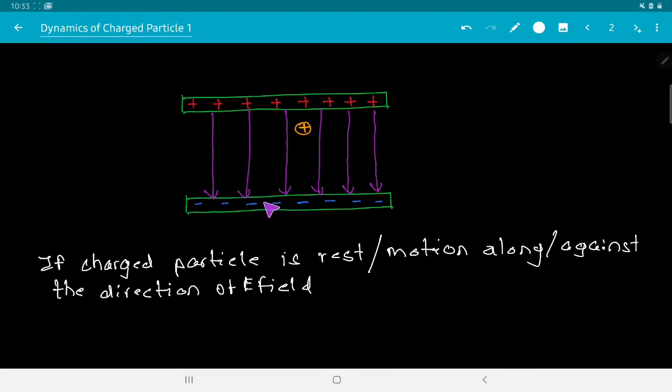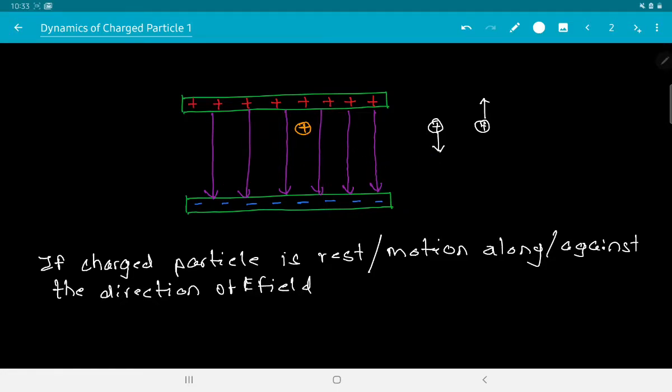So we want uniform electric field. This uniform electric field can be obtained, as you know, by using two conductors. The field between these two conductors is uniform, and we are going to have a charged particle. This charged particle is positive. Now it is going to be either at rest or it is going to be moving in the direction of the field, or it may be moving against the direction of the field. For this type of motion, first we will try to derive the equations.